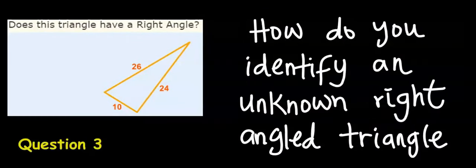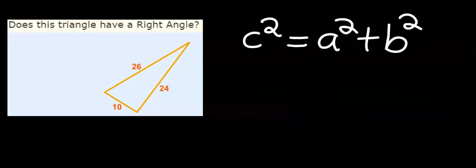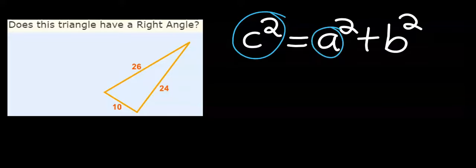How do you identify an unknown right-angled triangle? We know that when we square the longest side, it's going to be the same answer when we square the remaining sides and add them.